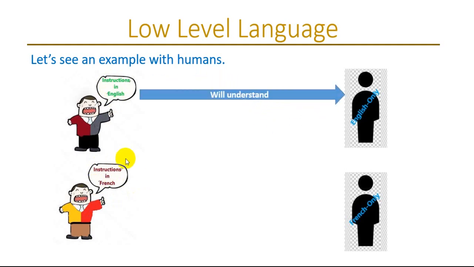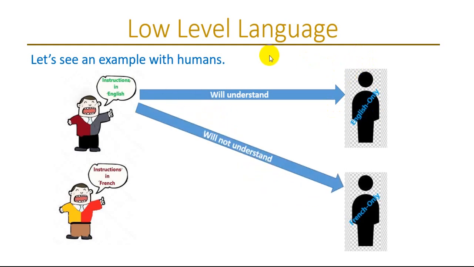So this guy will understand because he understands English. When the English instructions come, he will be able to carry them out. He understands that. The English language is embedded into him, just like processor A had its instructions embedded into it. But if this guy tries to talk to the French guy, he will not understand, because he only understands French. Embedded into him is only French.